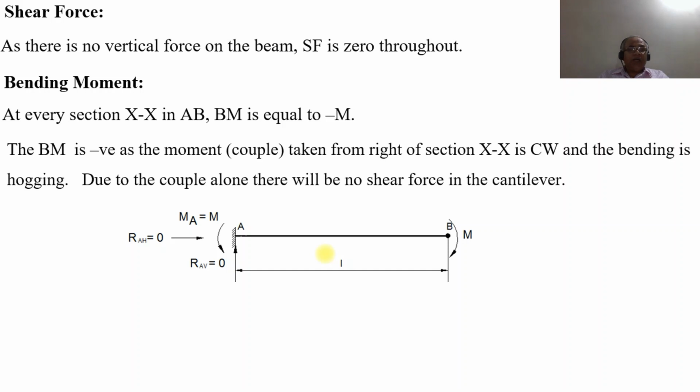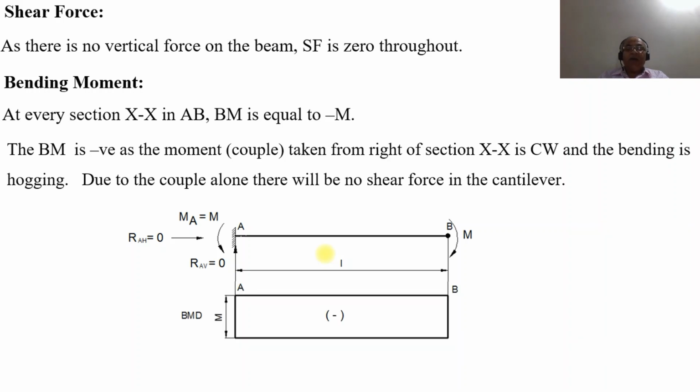As the bending moment is negative, since the couple taken from the right of the section is clockwise, the bending moment is hogging. Due to the couple alone, there is no shear force in the cantilever. So this will be 0, and this point is also 0, that is AB, and since it is minus M, from 0 you plot this as minus M, and also at this point you take it as minus M. When you join this, you are going to get a rectangle.